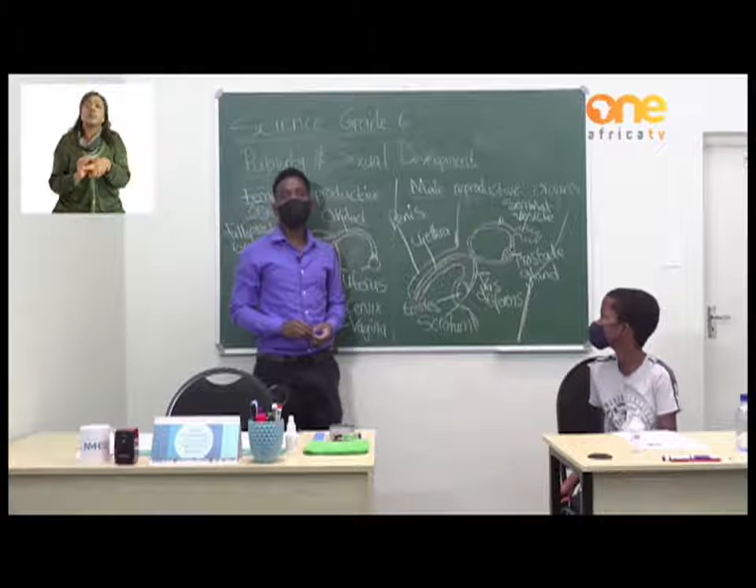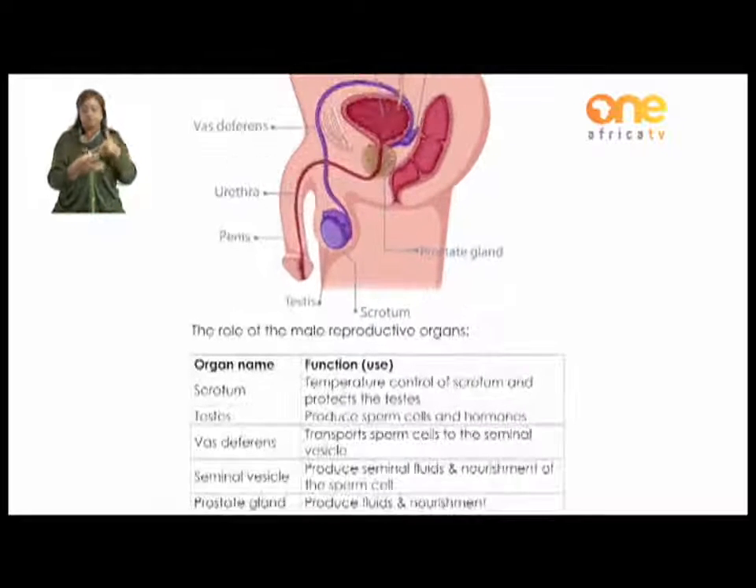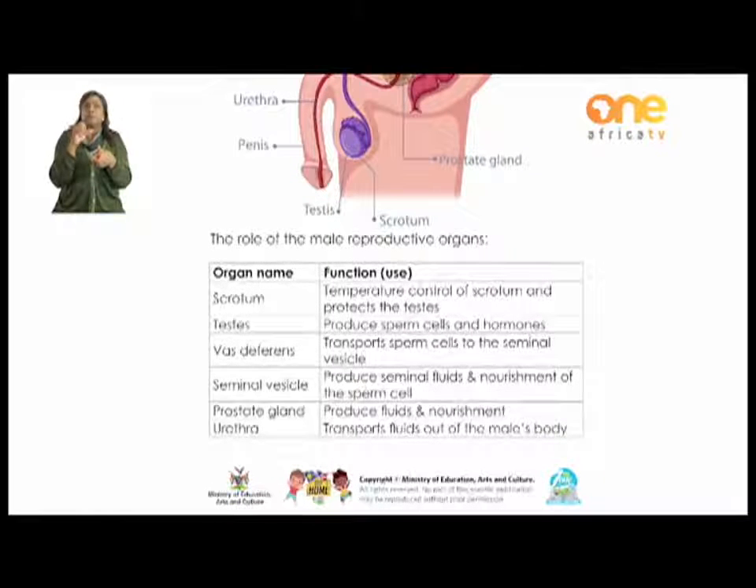Let us now go back to page 20 and look at our diagram there, how it is labeled. Remember I said we start all the way from the bottom, which is at the scrotum, and inside the scrotum we have the testis, and from the testis there is a tube connecting there called the vas deferens, and from the vas deferens we have the seminal vessel, and from the seminal vessel we go into the prostate gland, and from the prostate gland we have the urethra, which is housed by the penis. Please do not get confused with the urinary bladder. It is not part of the reproductive system.